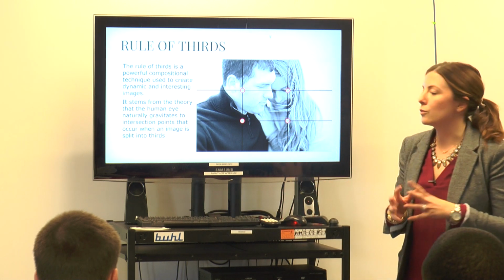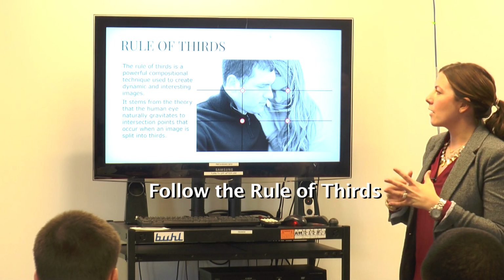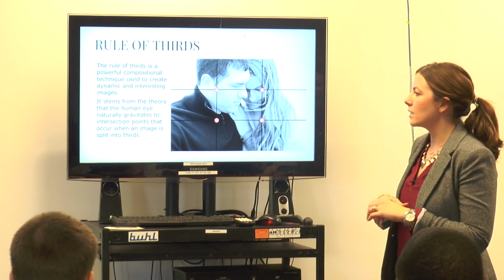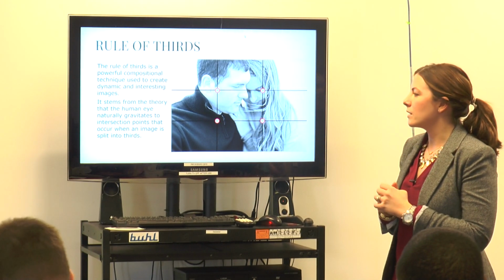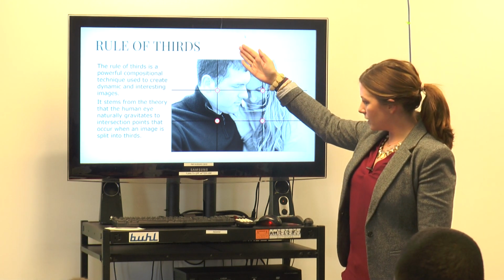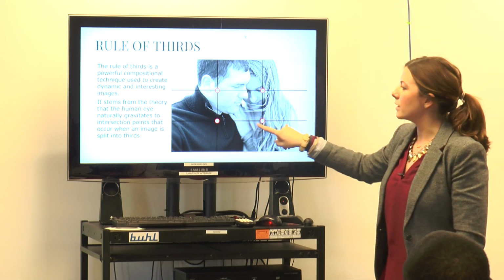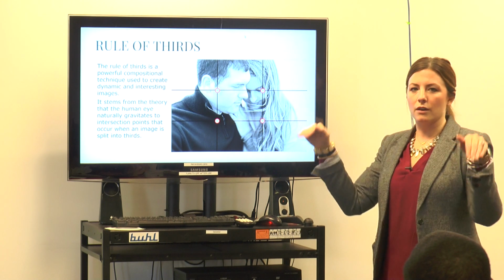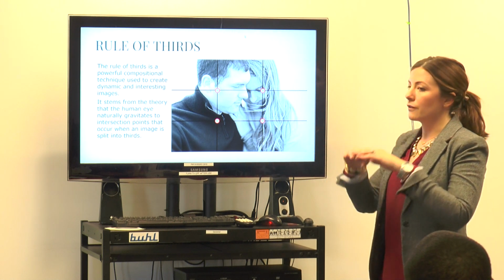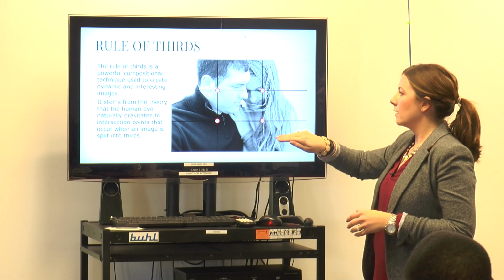Okay, so there's something called the rule of thirds. You guys can read that, but I'll read it to you. The rule of thirds is a powerful compositional technique used to create dynamic and interesting images. It stems from the theory that the human eye naturally gravitates to intersection points that occur when an image is split into thirds. So look over here. This image is split into thirds both vertically and horizontally, and there become 4 intersection points. The idea is that whenever you look at a frame, your eye is going to gravitate towards one of those points. So ideally, when you're framing an image, you want the important parts or the focal point of your image to be on one of those points.